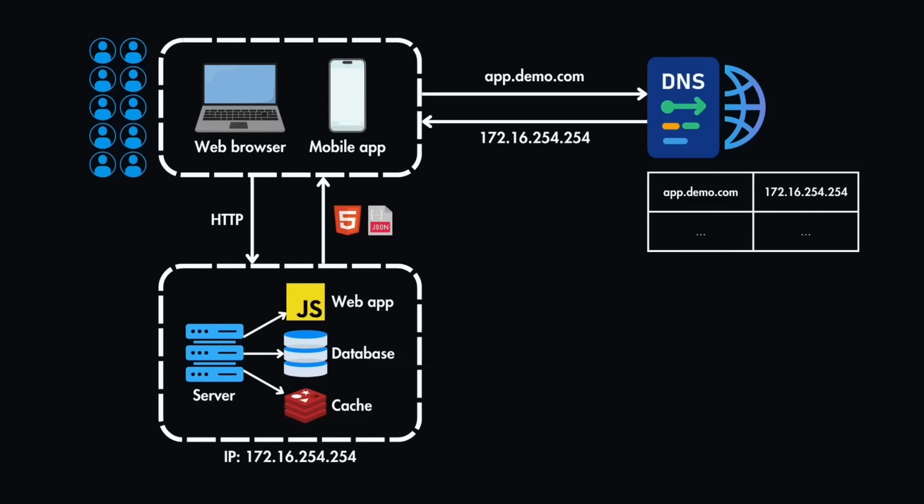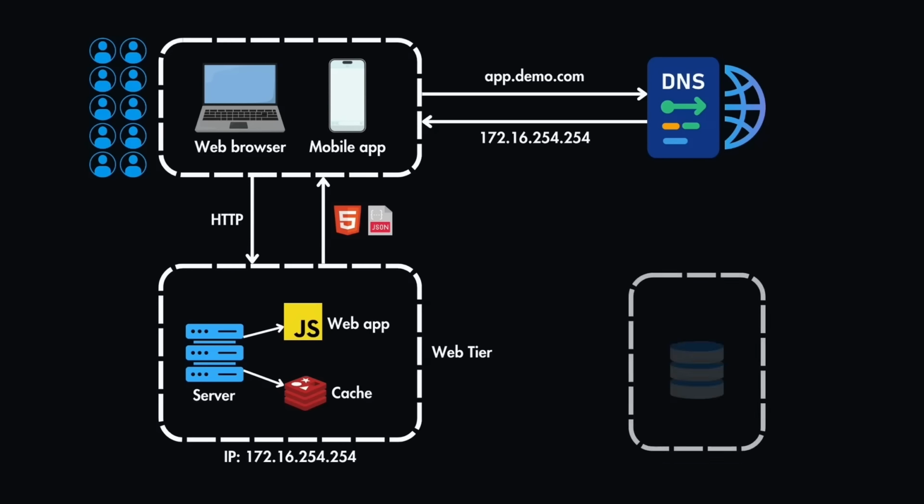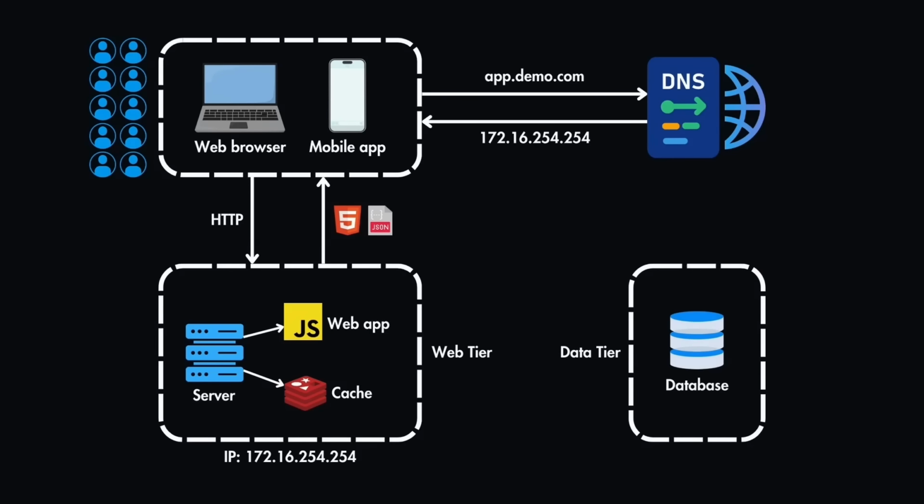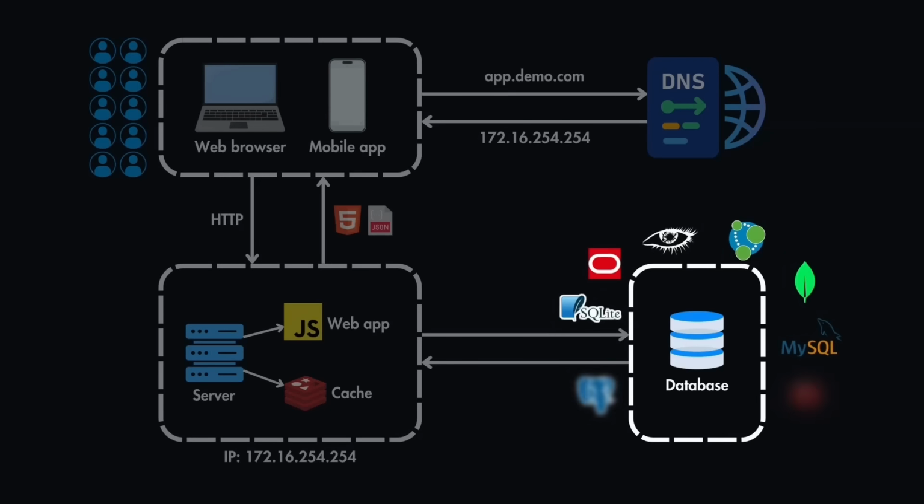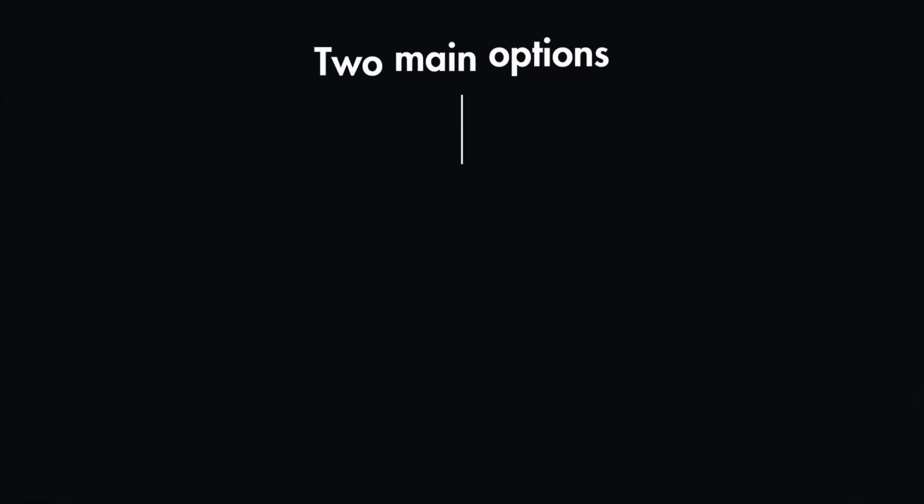As our user base grows, a single server isn't enough to handle the increased demand, and to accommodate more users, we can separate our web tier, which is handling the web and mobile traffic, and the data tier, which is managing the database. This setup enables us to scale each server based on its specific load. But when it comes to choosing the right database, how do we know which specific database is the best for our specific application? When it comes to database selection, there are two main options.